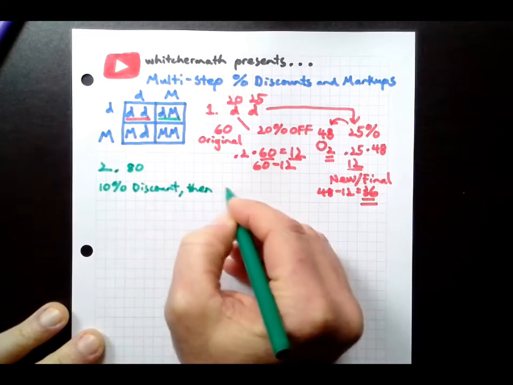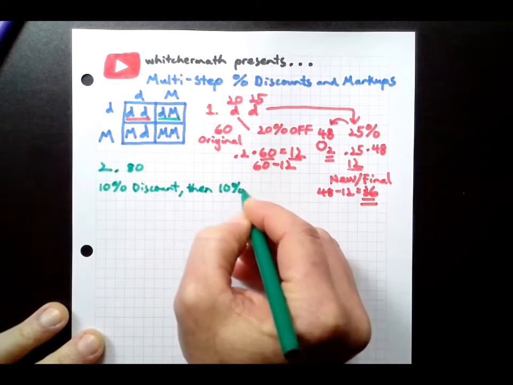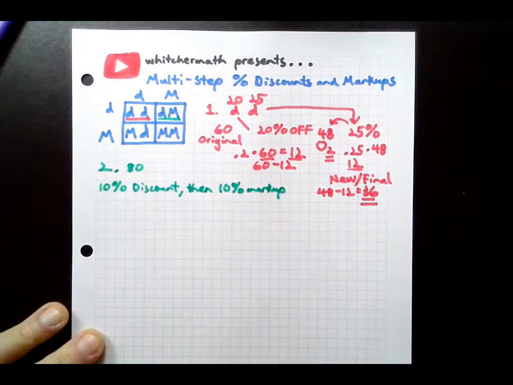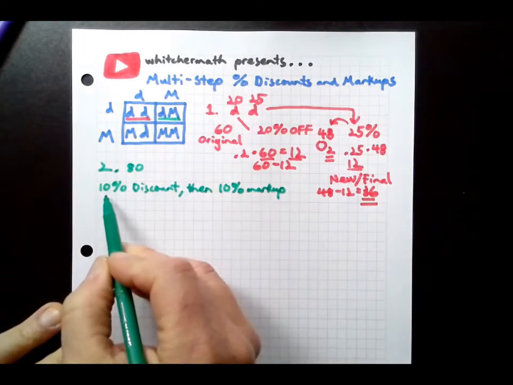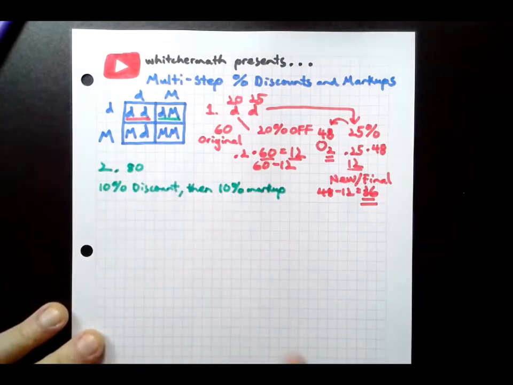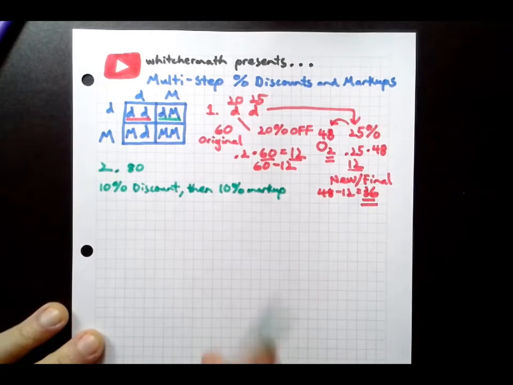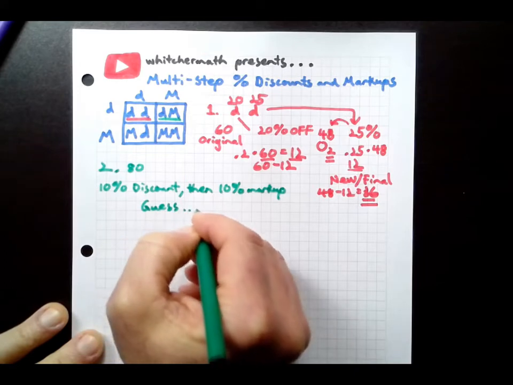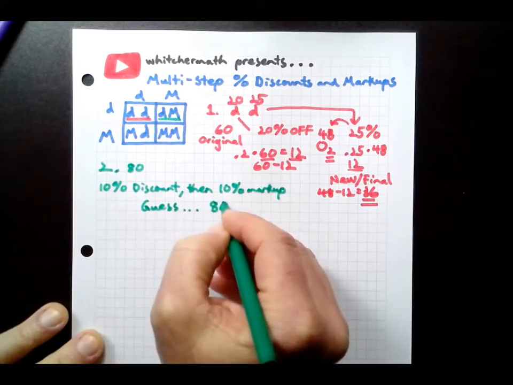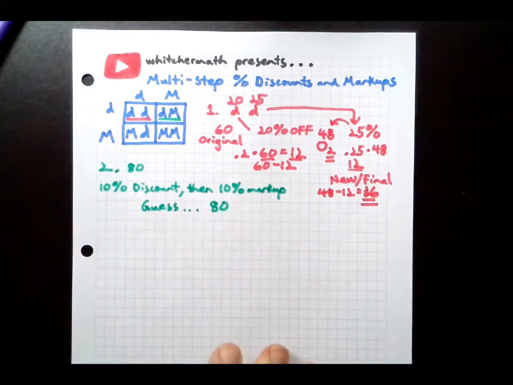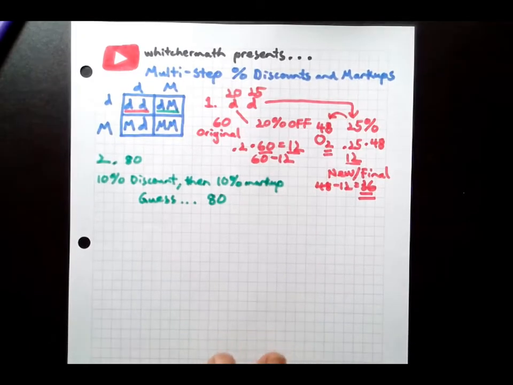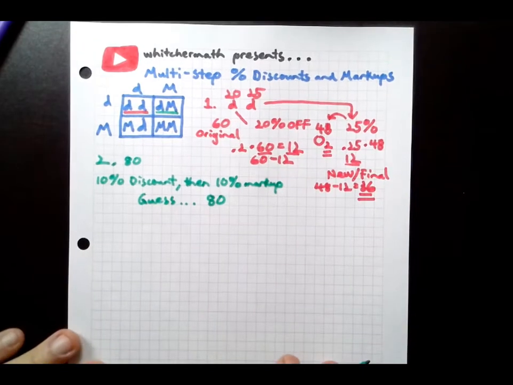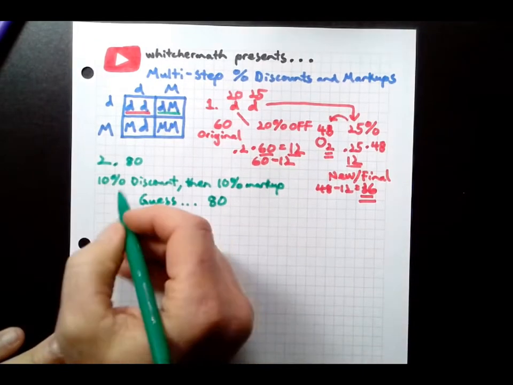As you could imagine, the most common mistake students make is they think, oh, those are the same, so I'm going to end up right back at $80. So that might be a guess you might have. And I keep saying dollars. I'm sorry, but it's hard not to think about money, right? Especially when we're talking about discounts and markups. Kind of makes sense. Let's figure this out.